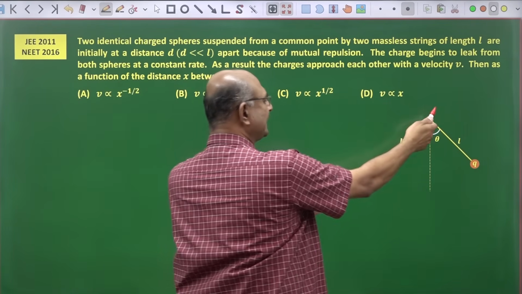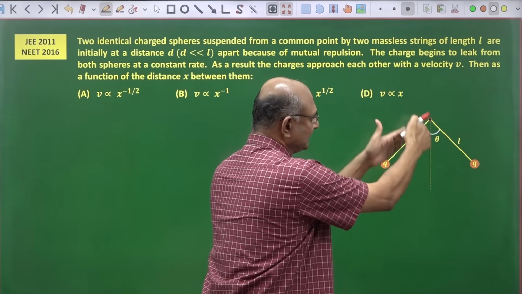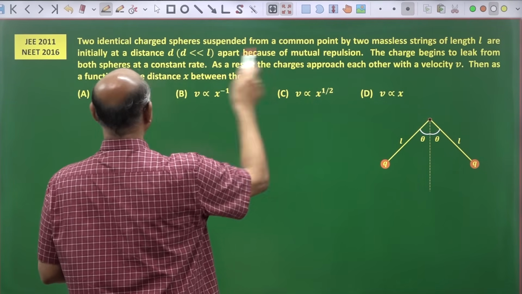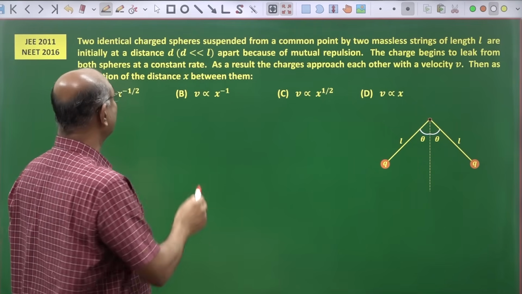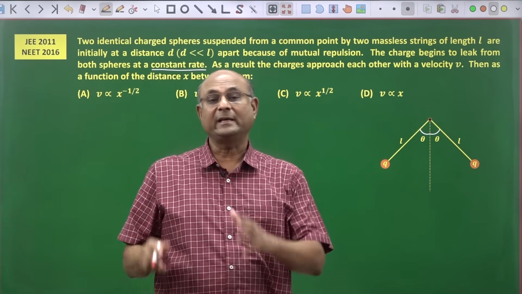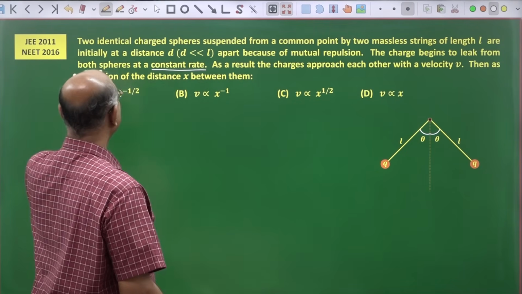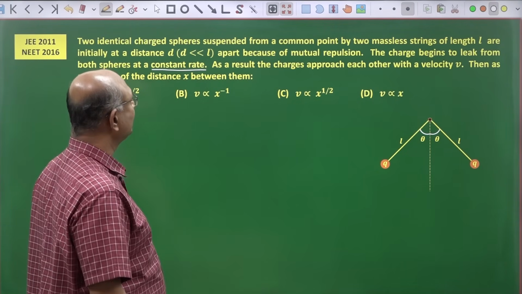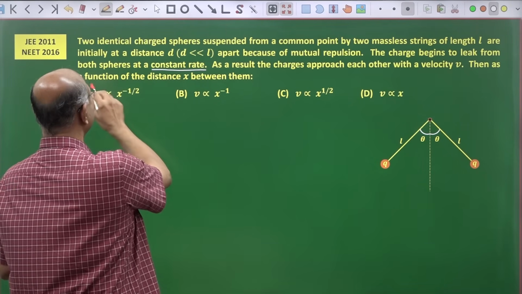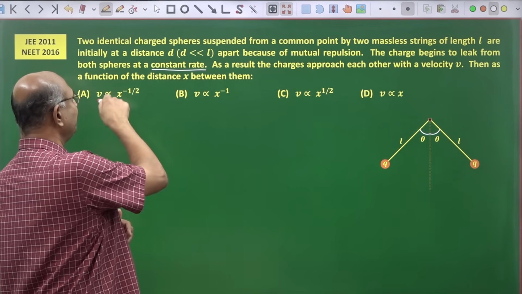So that means this angle theta is quite small, right? Because this distance is much smaller than L. That means this angle theta is very small. So the charge begins to leak from both the spheres at a constant rate. That means dq by dt is a constant. Okay, it's leaking from both the spheres at a constant rate. As a result, the charges approach each other with a velocity v. Then, as a function of the distance x between them, what is the relationship between v and x?